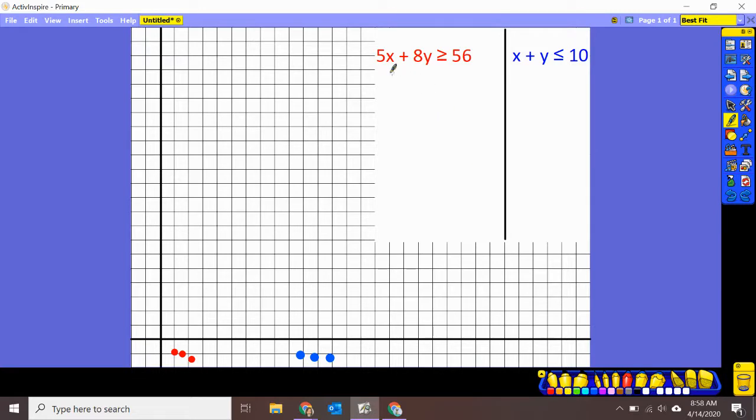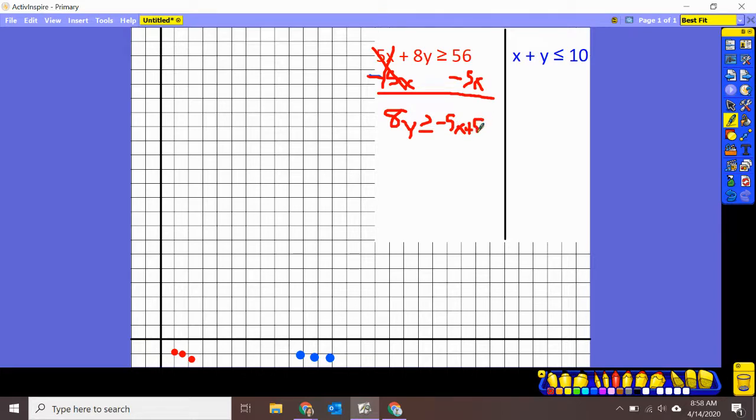Okay, so first I'm going to solve this guy over on the left. I'm going to solve the red inequality. So to solve, we're going to actually subtract 5x from both sides. We go through and solve both of these. Excuse the handwriting, I'm doing this all with a mouse. And then once that happens, I'm left with 8y, which is greater than or equal to negative 5x plus 56.